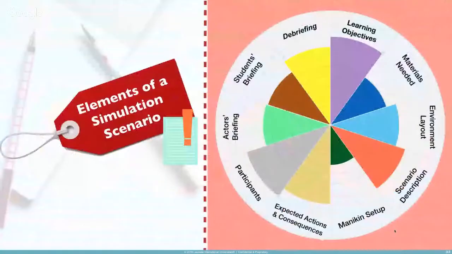Okay, let's talk about the document. The document for simulation scenario planning has 10 critical elements that you need to take much care of. The first one, of course, the learning objectives, the materials needed, the environment layout, the scenario description, mannequin setup, expected actions and consequences, participants, actors briefing, students briefing, and the brightest moment of a simulation scenario, which is the debriefing. Now let's talk in details about those elements and the step-by-step to develop a simulation scenario.